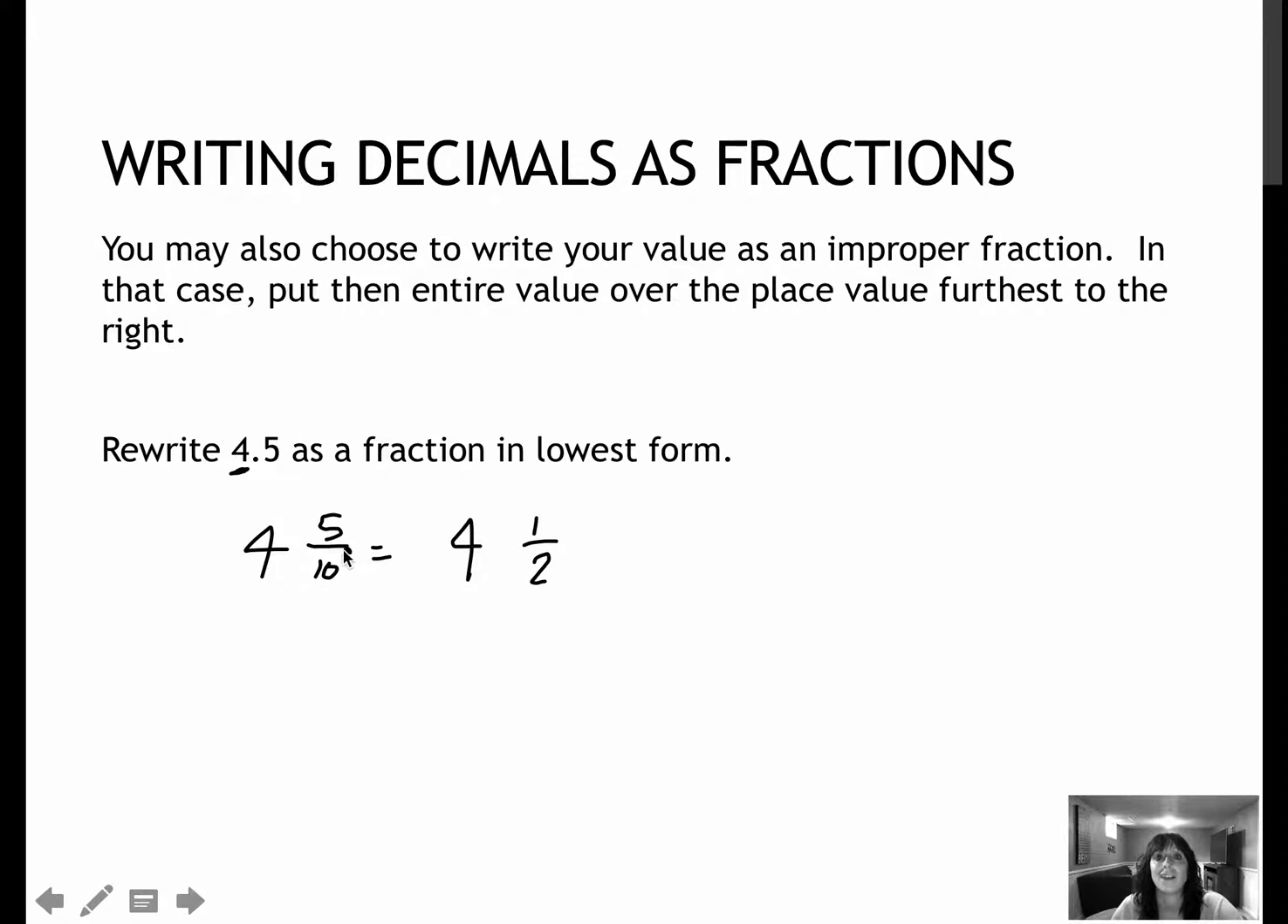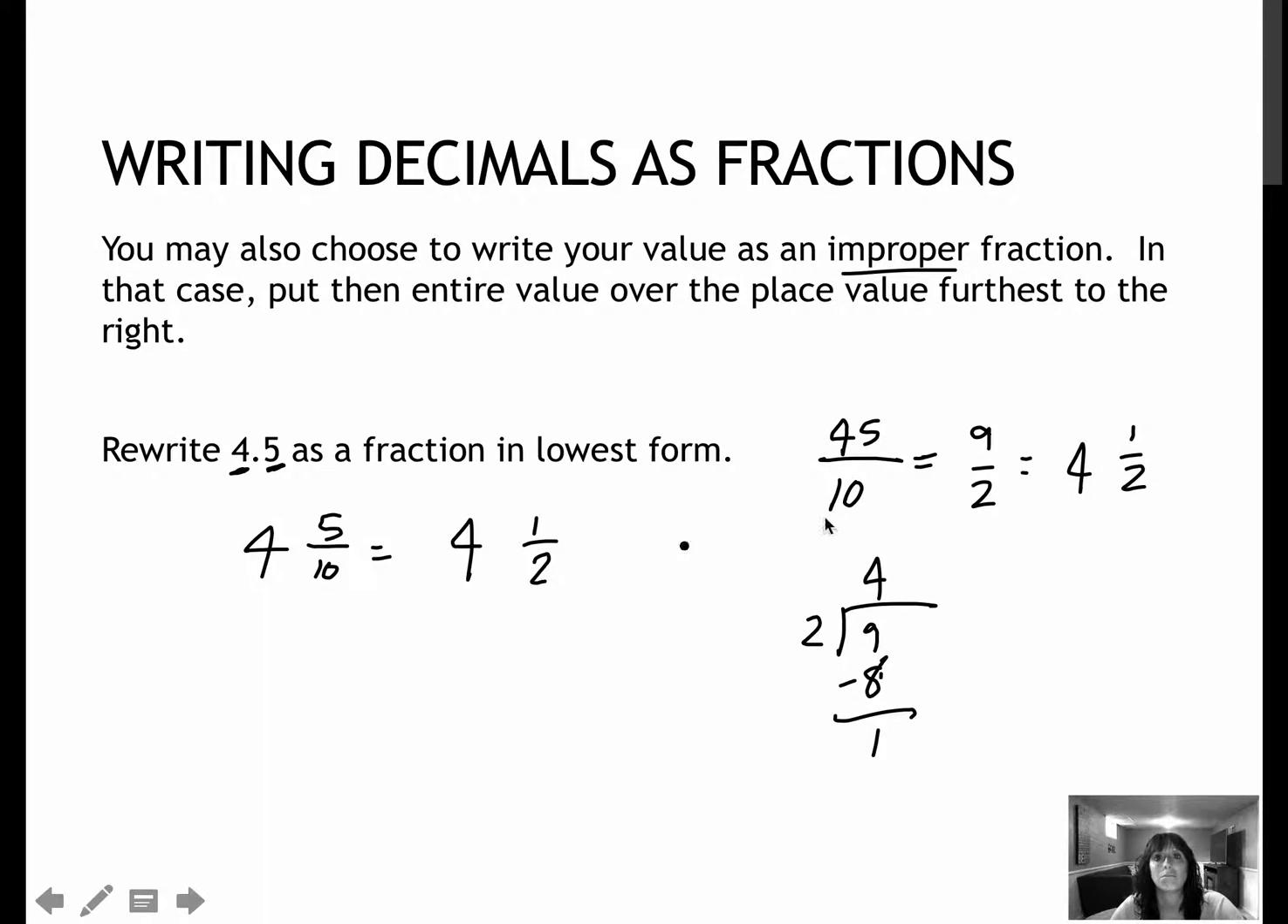The other way, which is not as much fun, is to write the 45 over the 10. Again, I'm still using the 10 because it is in the tenths place, but I'm writing it as 45, in which case I could divide top and bottom by 5 to get 9 over 2. And if my answer needed to be in mixed number form, in this case it says improper fraction, so that's okay. I could leave it as 9/2 if an improper fraction is okay. If it's not, then I would have to take 2 into 9 4 times with 1 left over, which would make it 4 and 1/2. So it's the same either way. This, I think, is by far the easiest.